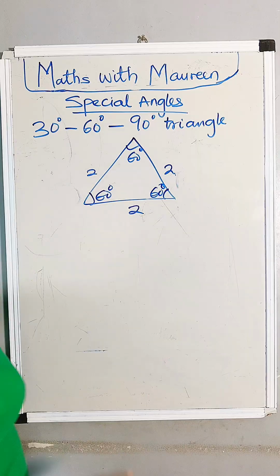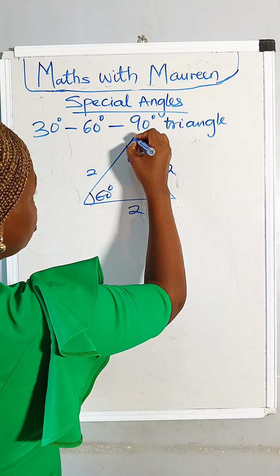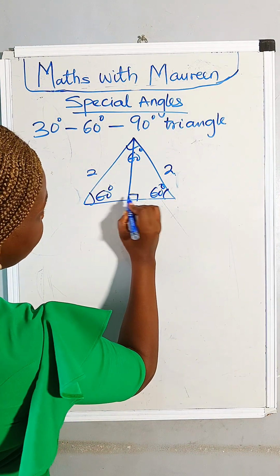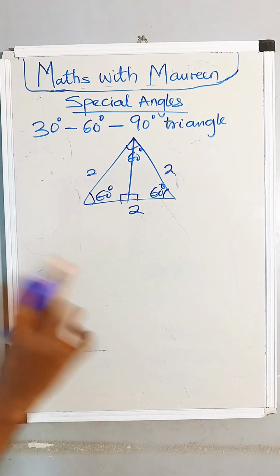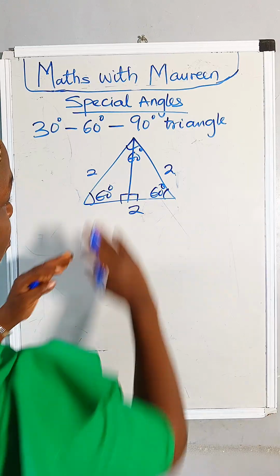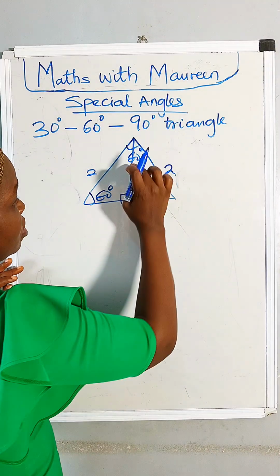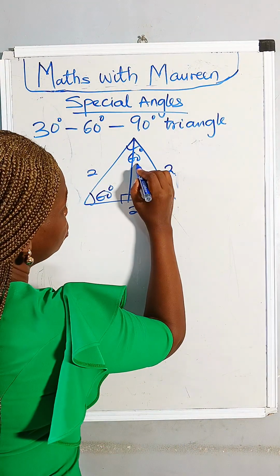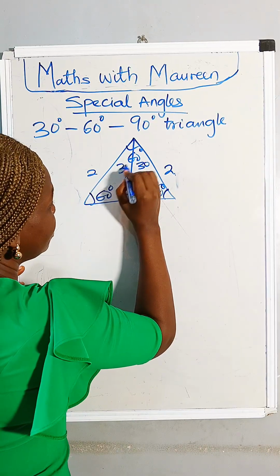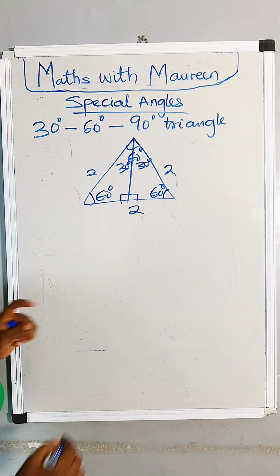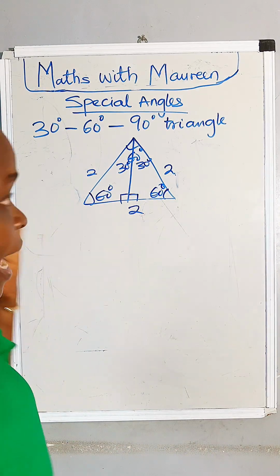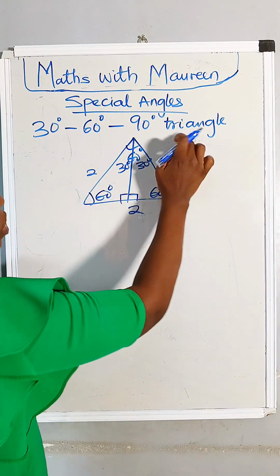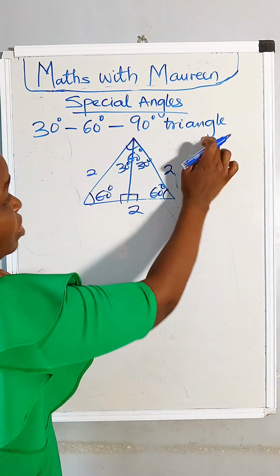Okay, so supposing we cut this triangle into two equal halves. It will form a right angle here and it will form two right angles. This is one of them and this is one of them. Remember, this place was angle 60, so we divided it into two. That is to say that each side will be 30 degrees. So you can see we have two right angles, which are 30, 60, 90. That's how we got this name, 30, 60, 90 degree triangle.